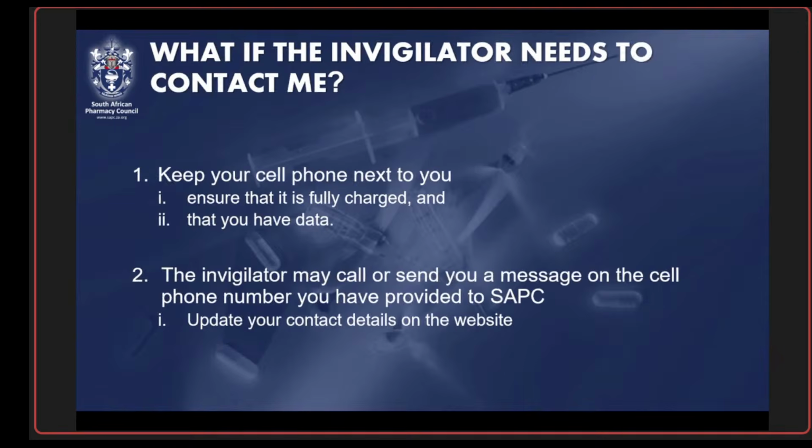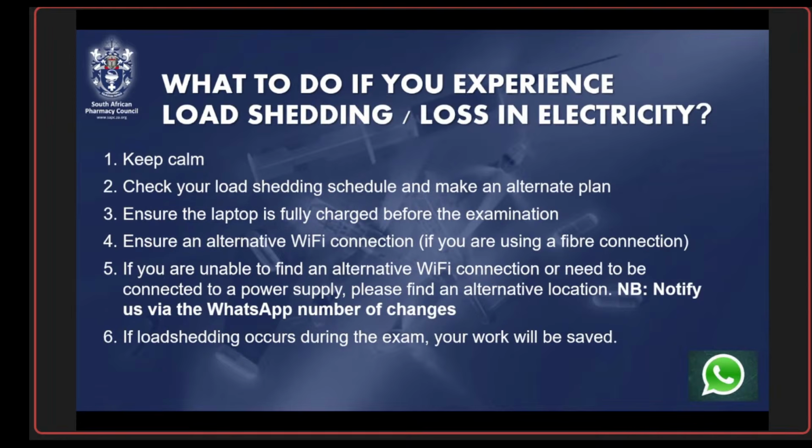What if the invigilator needs to contact me? We have your most recent contact details on our register. That's why it's important to always make sure that you update your details. Your cell phone must be fully charged and must have data, because we can make contact either by email or WhatsApp. The invigilator may call or send a message to the cell phone number that has been provided to SAPC. Again, it is important to update all the contact details on the website.